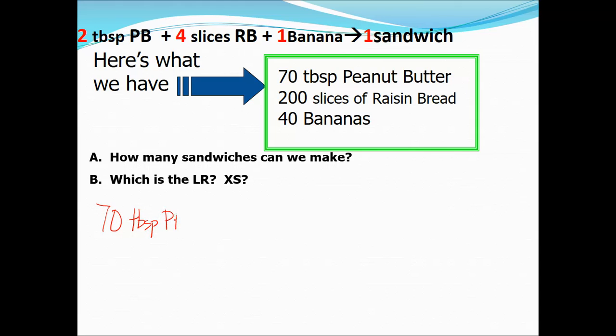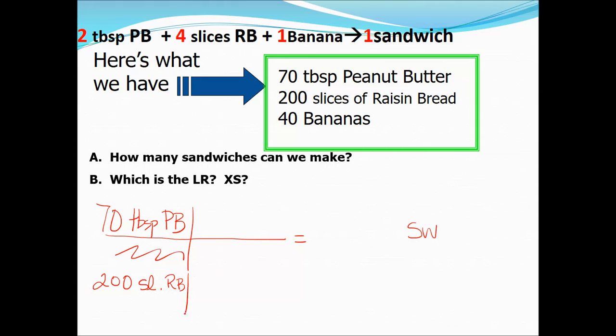tablespoons of peanut butter. I'll put PB for short. And remember, we're trying to make sandwiches. We're trying to see how many sandwiches we can make. So I'll put SW for sandwich. We have 200 slices of, I'll put SL for slices, of raisin bread. And finally, I've got 40 bananas.